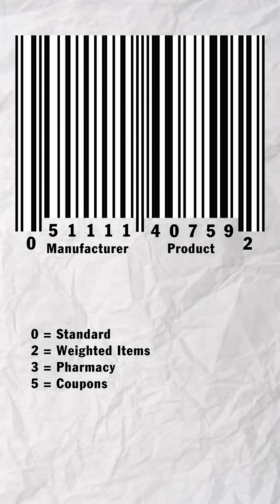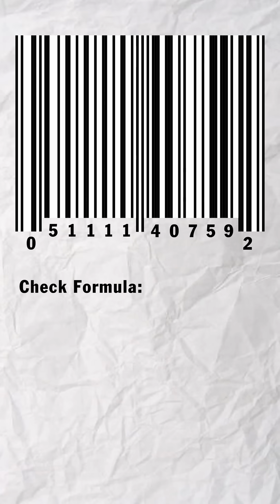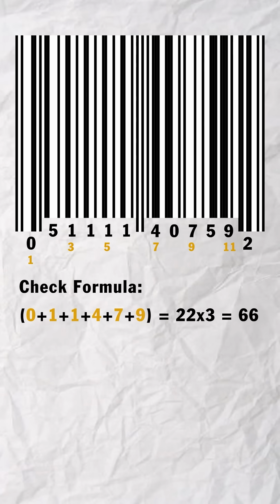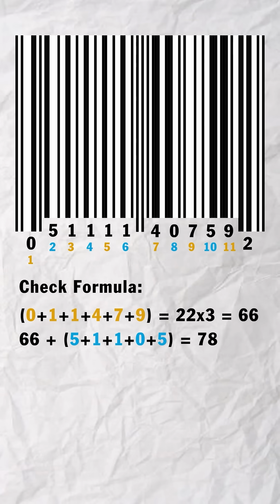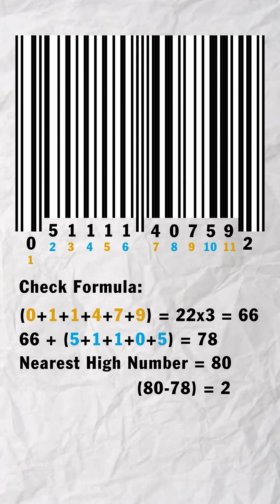For that, the decoder uses this procedure. First, it adds all of the odd numbers and then multiplies the sum by 3. Again, add the result to the sum of the even numbers. Now take the highest number that is close to the final result, which can be divided by 10, and subtract it. If the result is equal to the last encoded digit, then decoding is correct. Otherwise, there's an error while decoding.